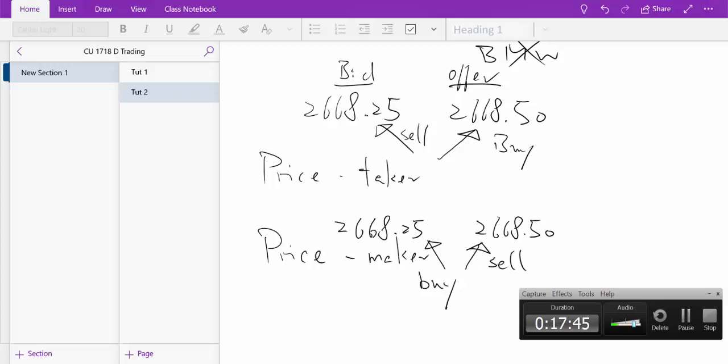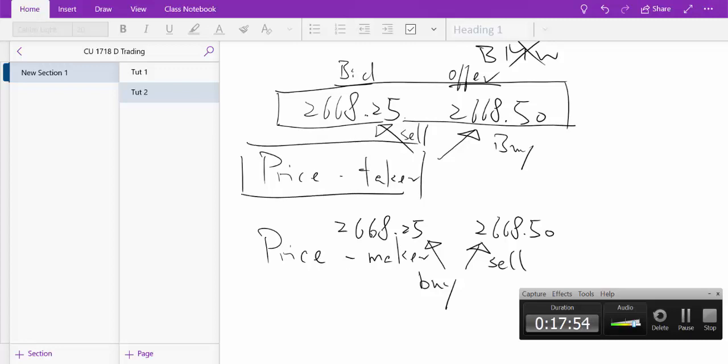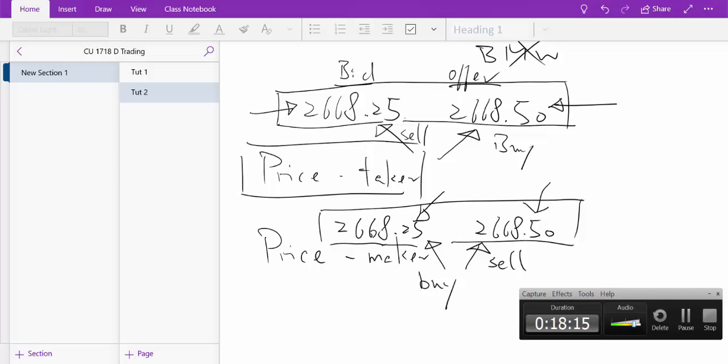Now the difference is, if this is where the market is trading now, and you act as a price taker, you could go out there and you can trade right away because these prices are available. Okay? But if you're a price maker, what you do is you put these levels. So you say, I buy at this price, I sell at this price, and then what? You sit there and you wait until someone actually will trade with your prices. You see the difference?